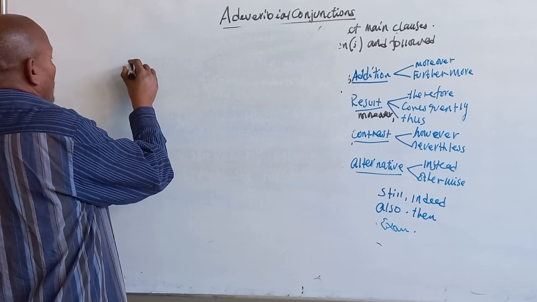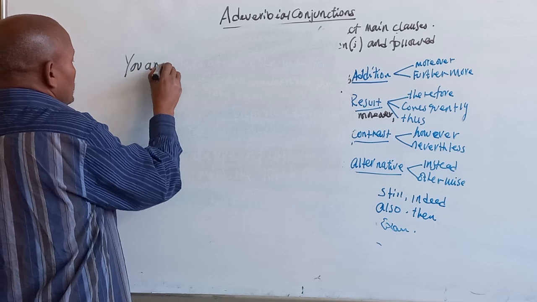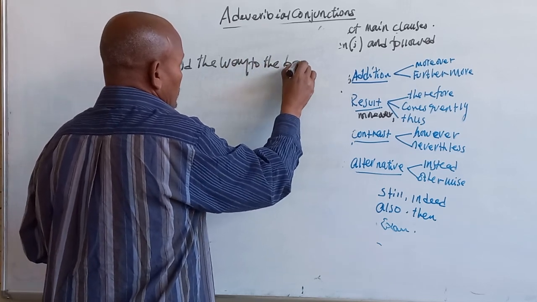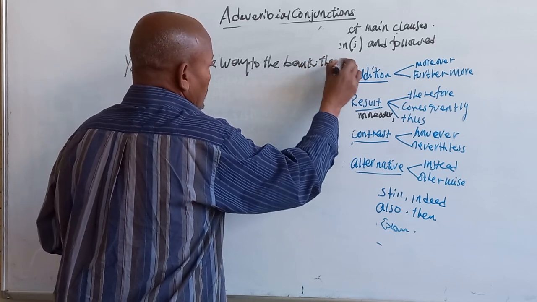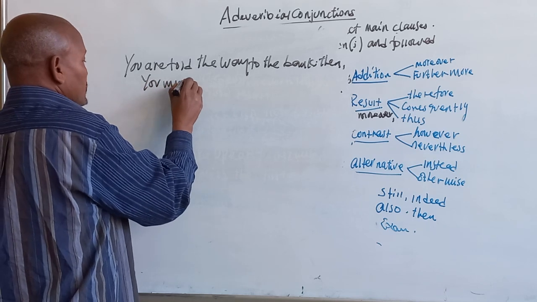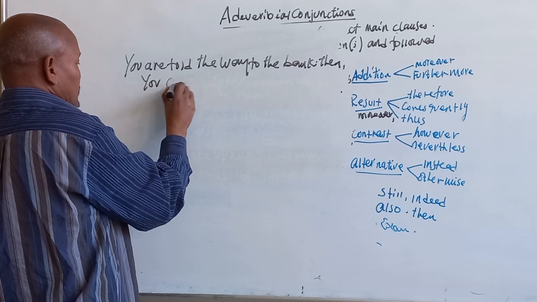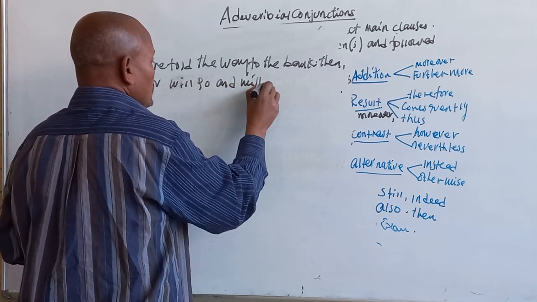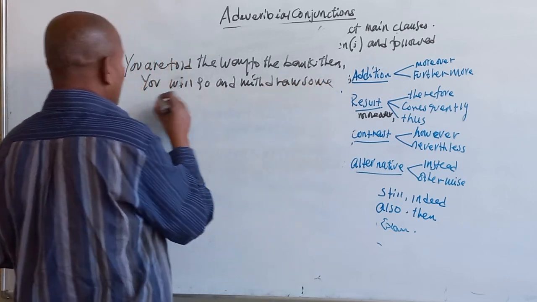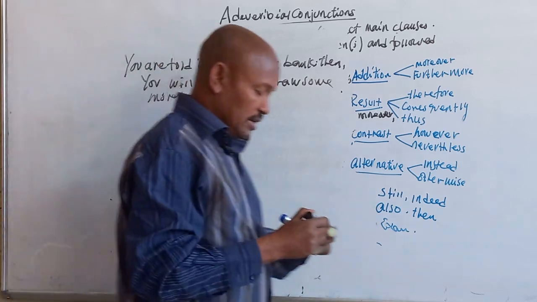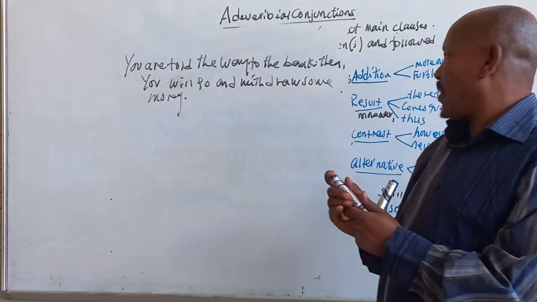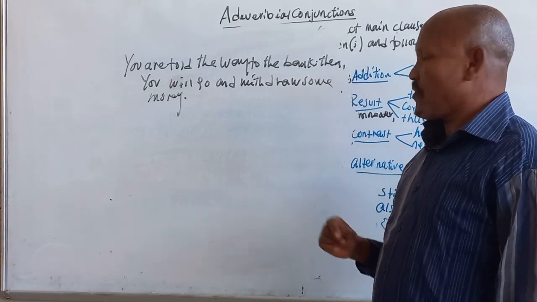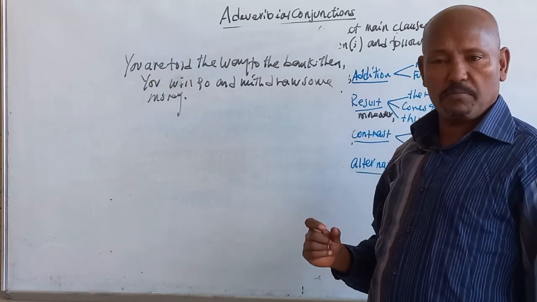You are told the way to the bank. Yes, the way to the bank. Then you mustn't or you can't miss it, yes? Then you'll go and withdraw some money, yes. Look at this example here. Doesn't then come about? You are told the way to the bank. You are told where the bank is found. Then you will go and withdraw the money.